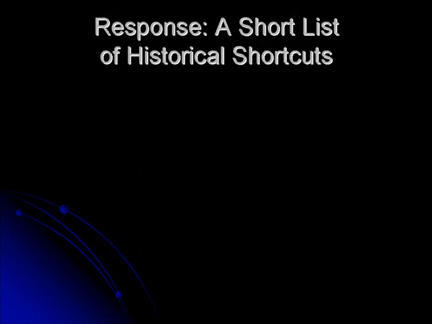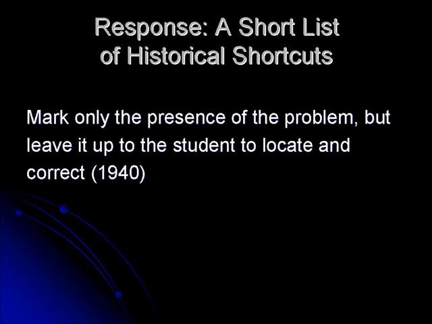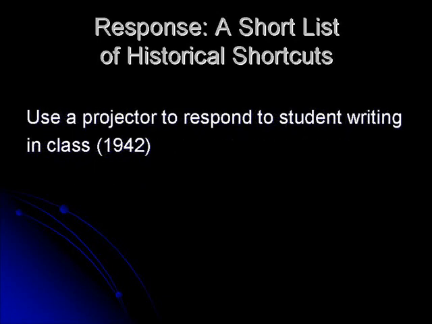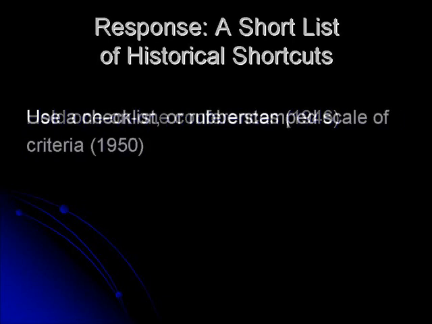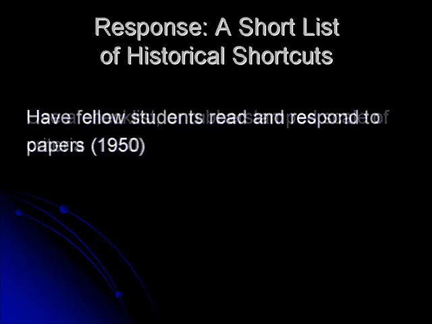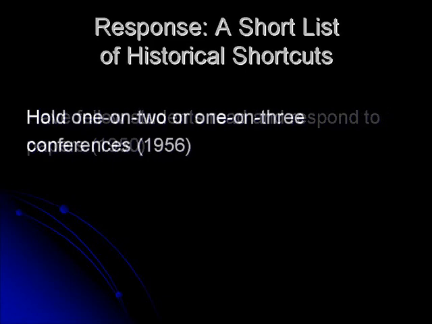Here is a short list of historical shortcuts. Mark only the presence of the problem, but leave it to the student to locate and correct. Use a projector to respond to student writing in class. Hold one-on-one conferences. Use a checklist or rubber stamp scale of criteria. Have fellow students read and respond to papers. Hold 1-on-2 or 1-on-3 conferences.